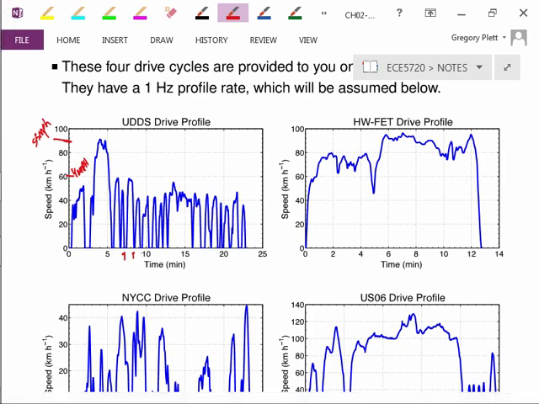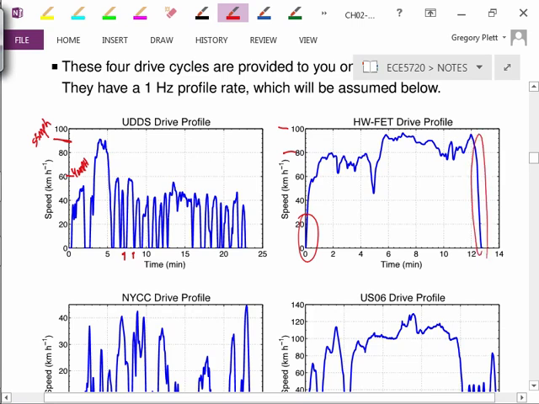The highway fuel efficiency test, you can see, well, we're spending most of our time between about 55-ish and about 60-ish miles per hour, which is kind of standard highway driving. We did accelerate at the beginning from our on-ramp onto the highway, merged in, and then there was some slowdown because I guess we arrived at Los Angeles right around then. I don't know. So that is our drive profile for the highway.